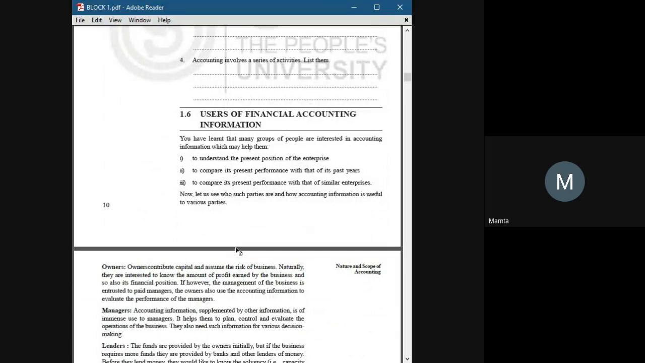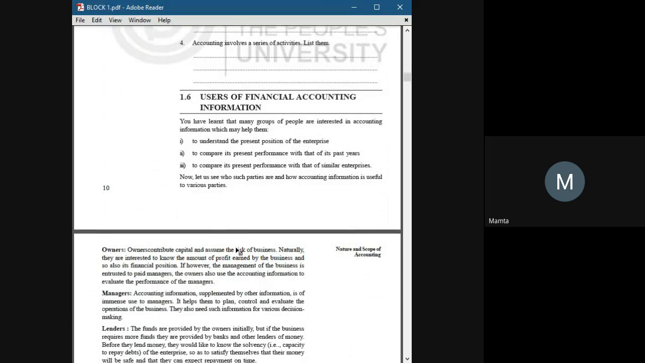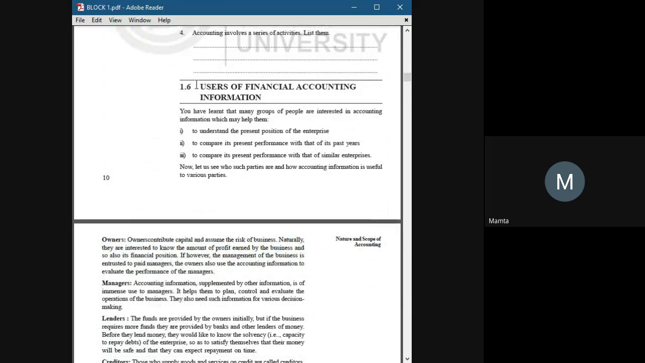Users of financial accounting information. Why are we making these accounts? Who are going to use this? Now we will learn about the users of financial accounting: to understand the present position of the enterprise, and to compare its present performance with that of its past years.